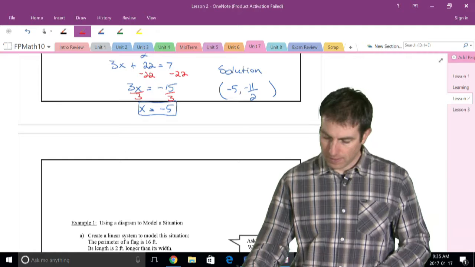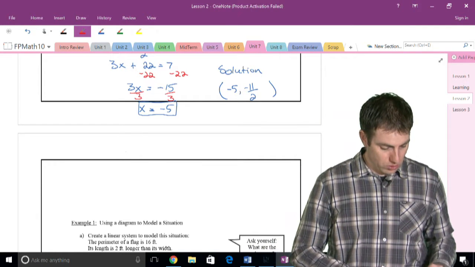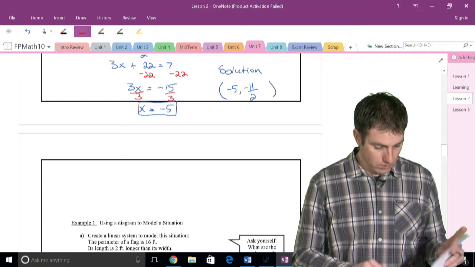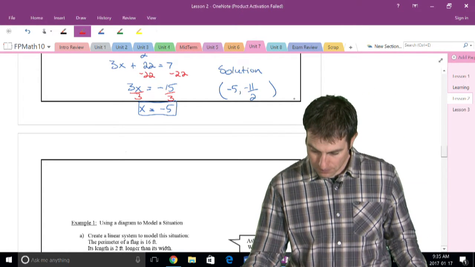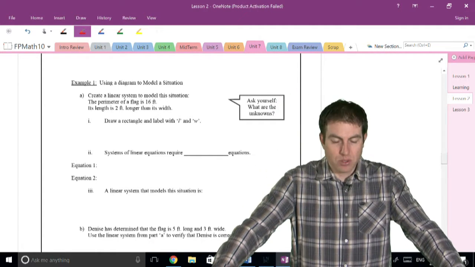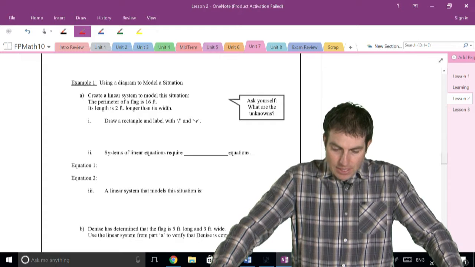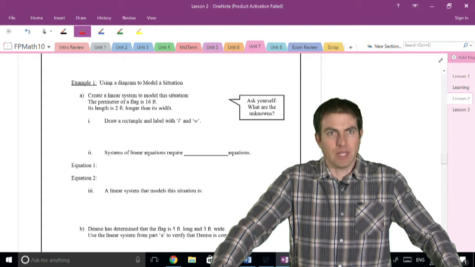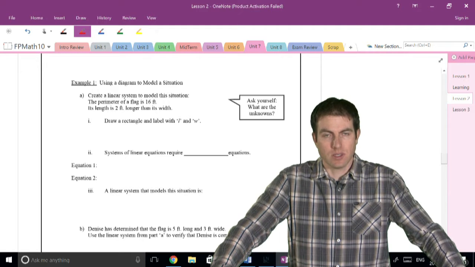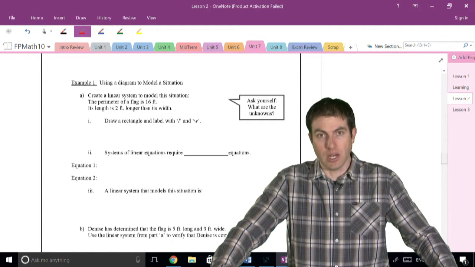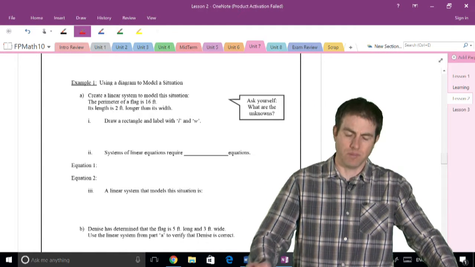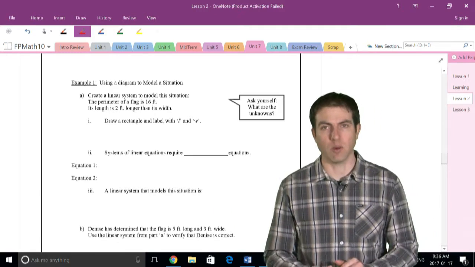So I don't know how many of these I want to do. Let's maybe look at one or two of them. Using a diagram to model a situation. So it seems kind of weird that this is in this section, but we're just using a system of equations to solve an unknown or a problem. And the lines that we end up with look exactly like what we've been dealing with.